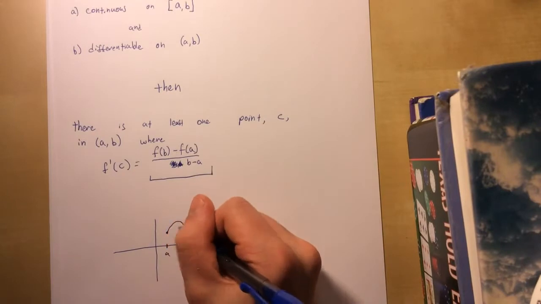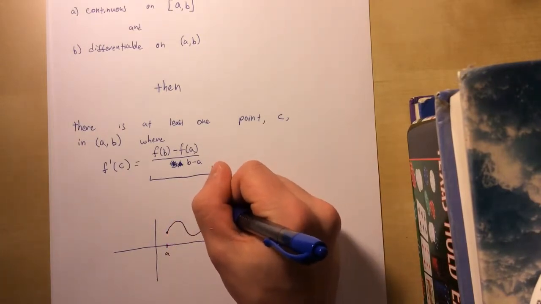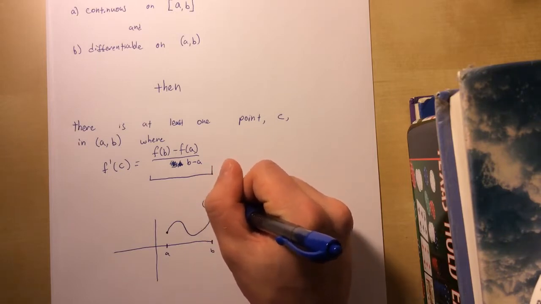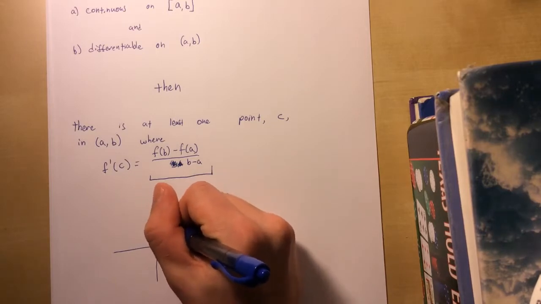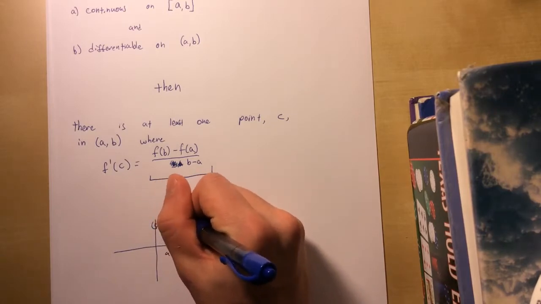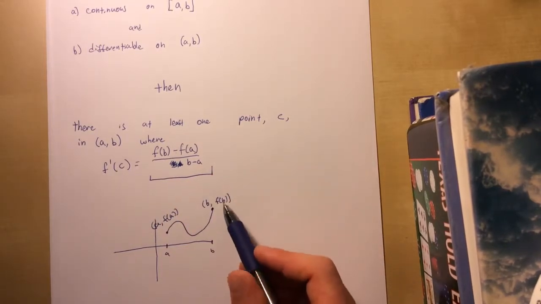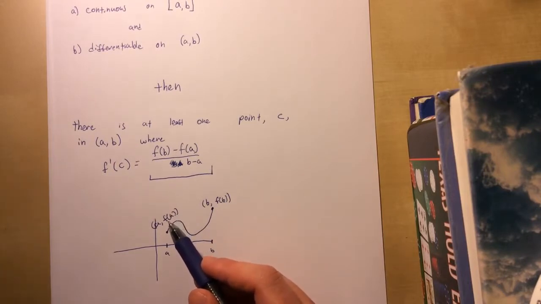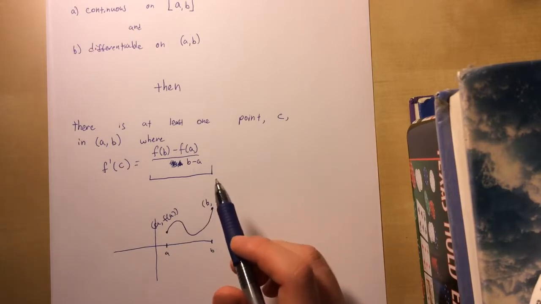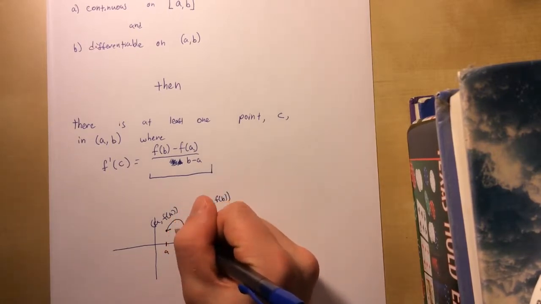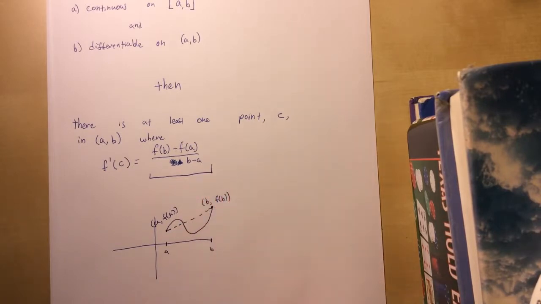So this is just the average slope. If I write down what these points were, the x-coordinate of this is b, and the y-coordinate is f of b. And once again, this point would be a comma f of a. So you can see that f of b minus f of a is the difference in y, and b minus a is just the difference in x. And so that gives us the slope of this line right here connecting these 2 points.